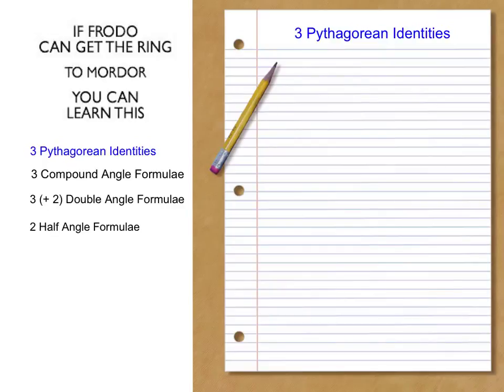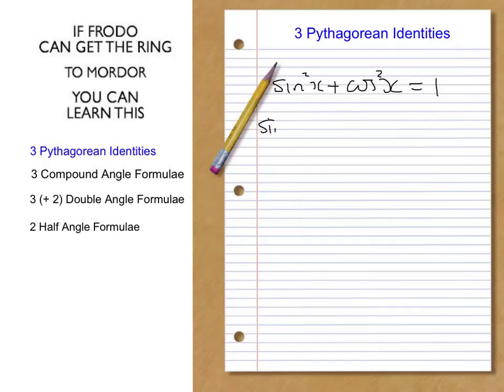You know the first of these already. It's the one that you learned in C2. Sine squared x plus cos squared x equals 1.